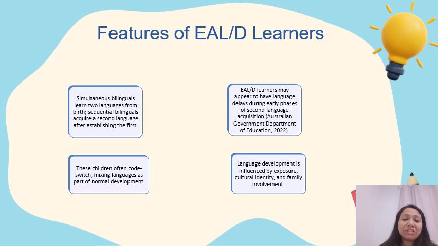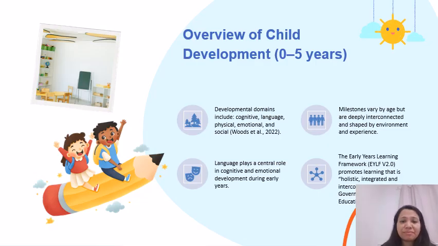Features of EALD learners: simultaneous bilinguals learn two languages from birth. Sequential bilinguals acquire the second language after the first has been established. EALD learners may appear to have language delays during the early phases of second language acquisition. These children often code switch, mixing languages as part of normal development. Development is influenced by exposure, cultural identity and family involvement.